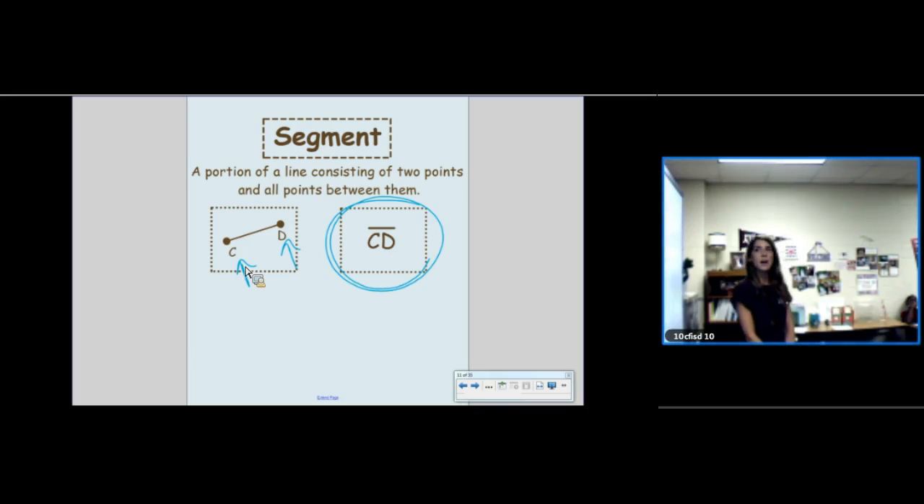It is a portion of a line. So a segment has to come from a line. You have to have a line first, and then you can create a segment from that line. The line has to exist first, though.